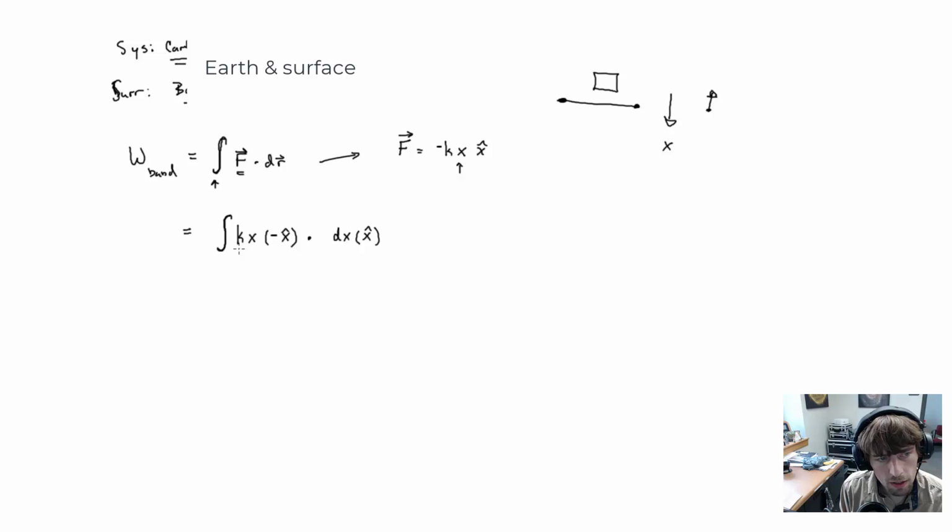Now we see I've got an x hat dotted into an x hat. So 1 times 1, that'll give me 1. And I have a negative k integral of x dx. Now here's the question. Even if we haven't seen integrals before, we've seen some derivatives.